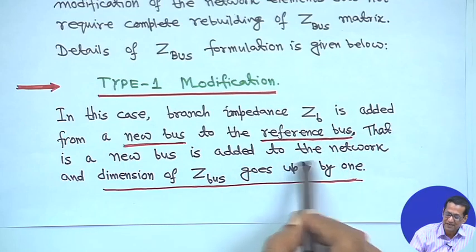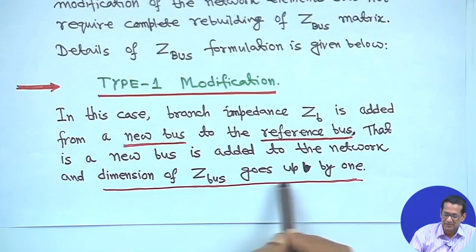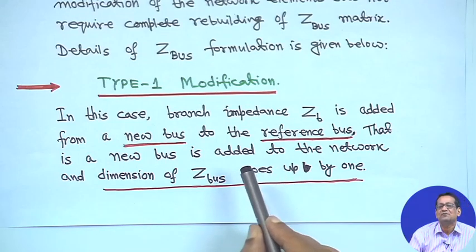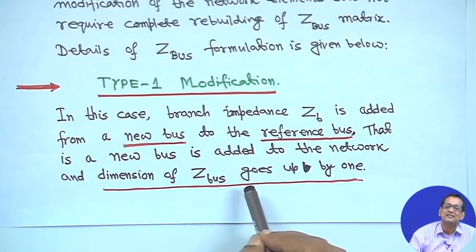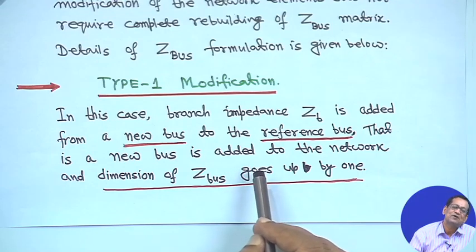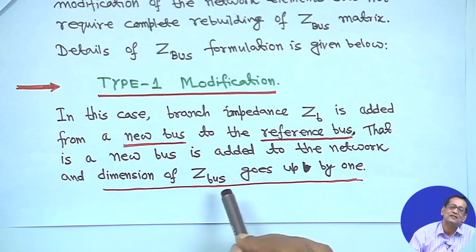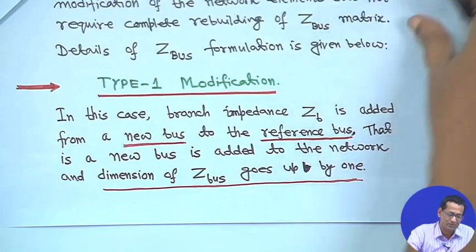So, a new bus is added to the network, and the dimension of Zbus goes up by 1. That means, suppose you have an n bus problem and you are adding a new bus, the Z matrix dimension will increase by 1. Suppose it is a 10 bus problem, Z is a 10 by 10 matrix, and you add one more bus, the 11th bus. So, Zbus will be an 11 by 11 matrix. It goes up by 1.